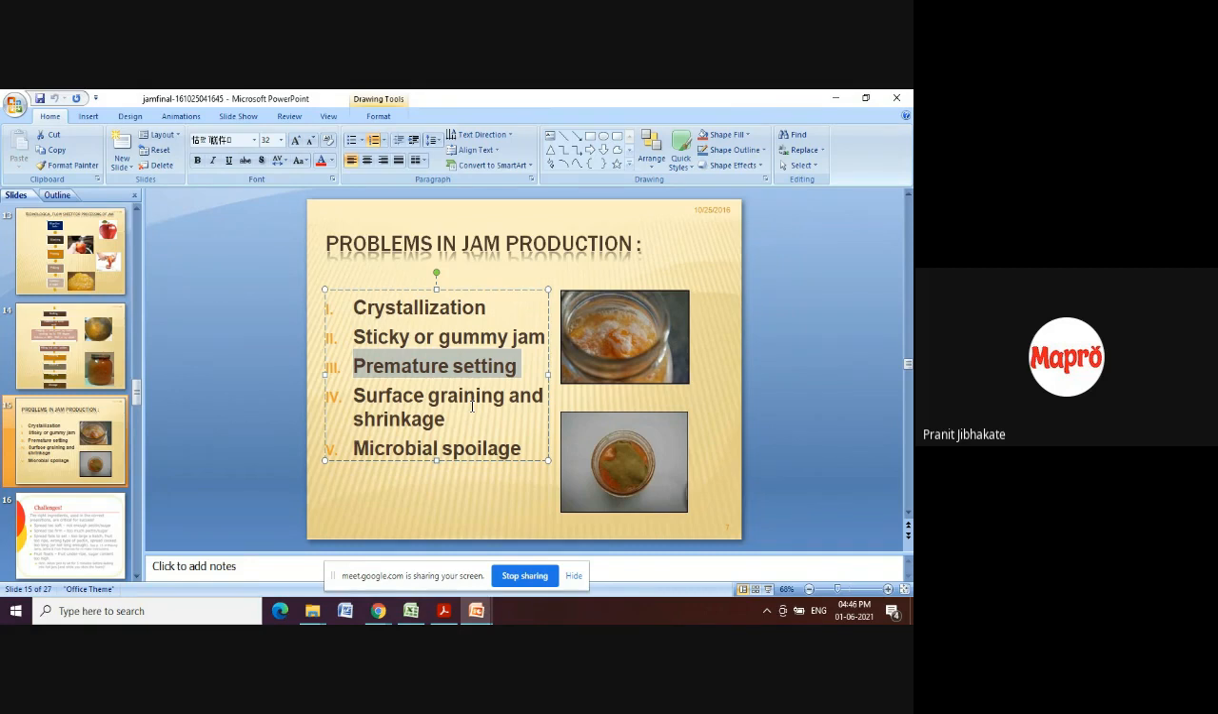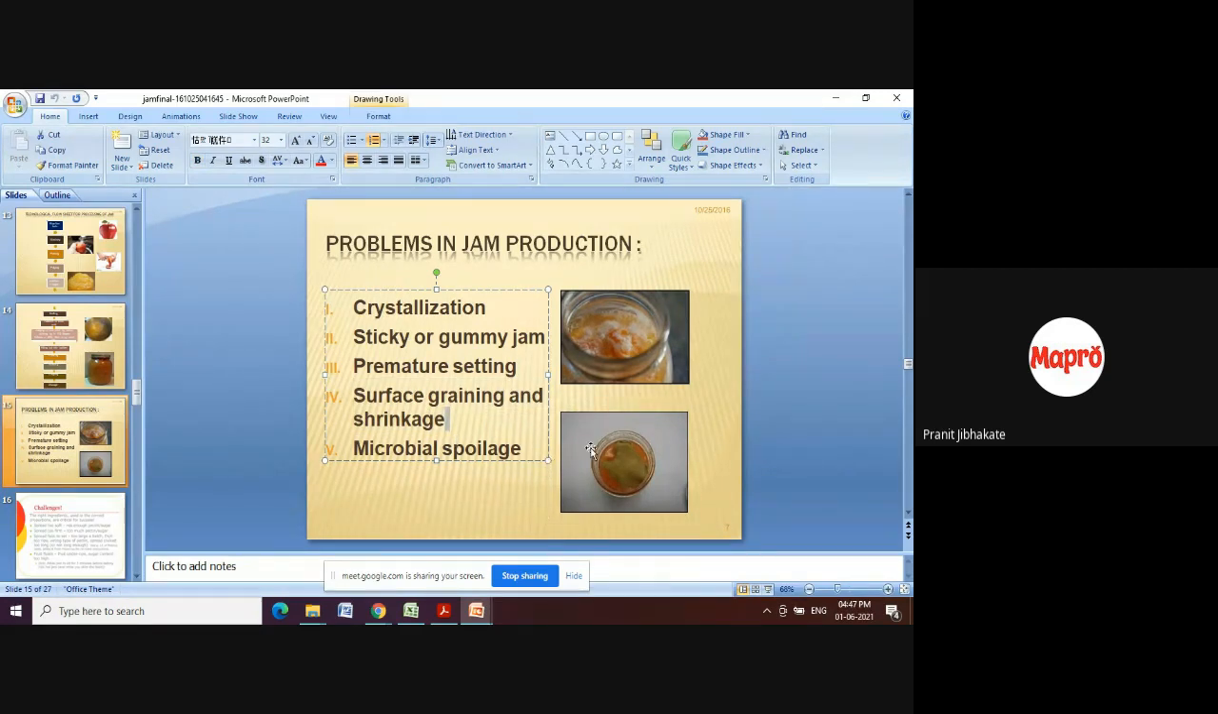So what happened? Syneresis. Do you know syneresis? Syneresis is the phenomenon in which the whole matrix of sugar and pectin loses water, and the water comes out on the surface and forms grains. So that is this phenomenon: surface graining and shrinkage.